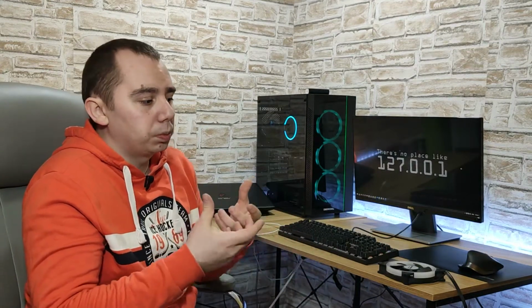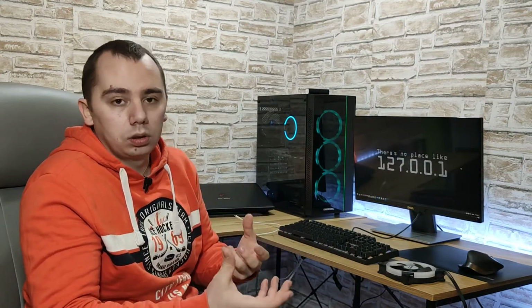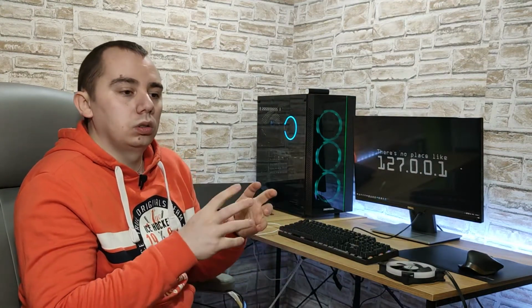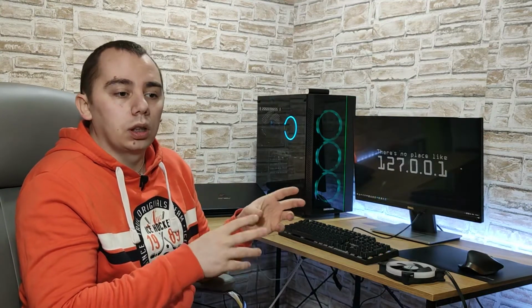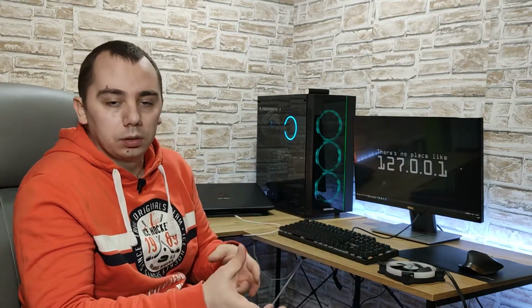Basically, your main focus point should be your hotter components. Those usually are the GPU in a gaming system and the CPU. So if you focus on having those as cool as possible, you're pretty much settled.